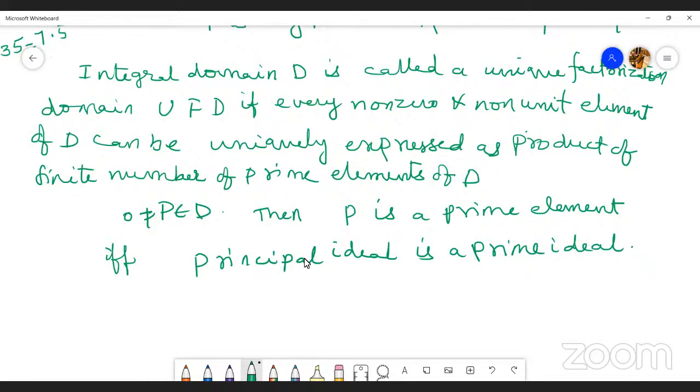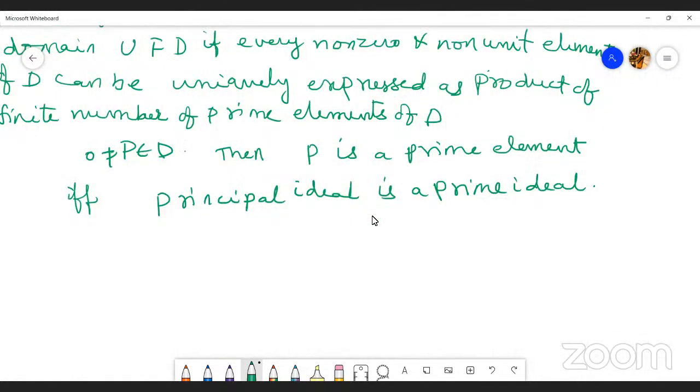Okay, then we say that it is a prime ideal. That is what we call it. A principal ideal is a prime ideal. What do you mean by a principal ideal, Andy? What is a principal ideal? It contains all multiples of A.